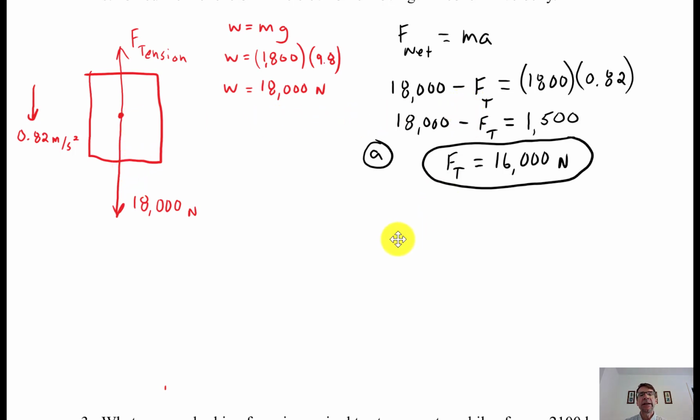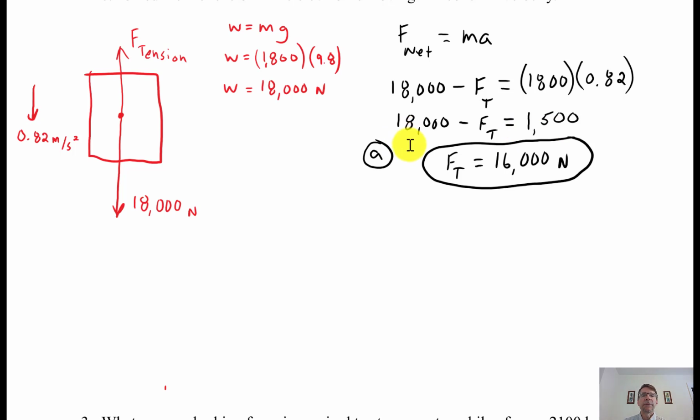So that takes care of any negatives that might crop up in the actual problem. Now it's just doing the algebra. The sig figs come out kind of funky here. 1,800 times 0.82 is rounded off. It's 1,500. And then I have to round that off to 2,000 to combine it with the 18,000.